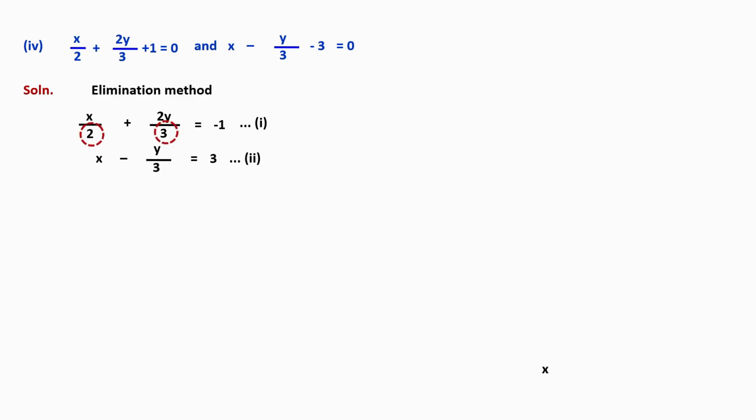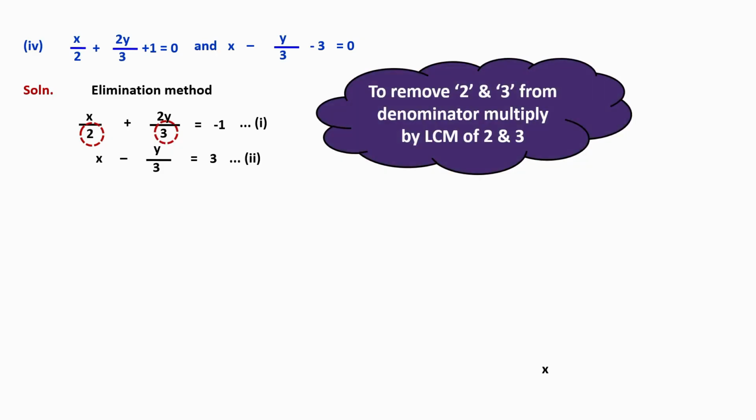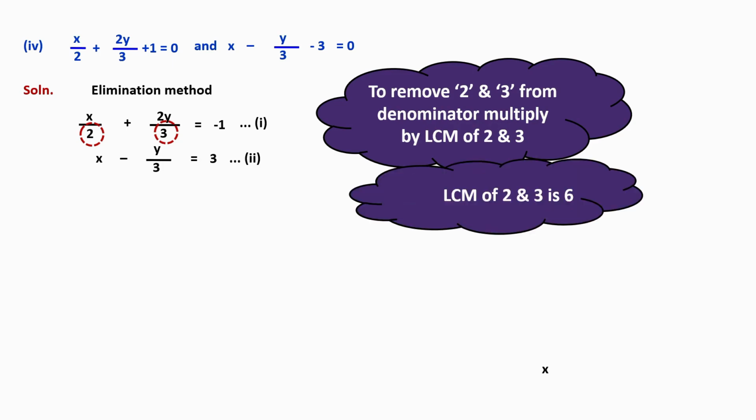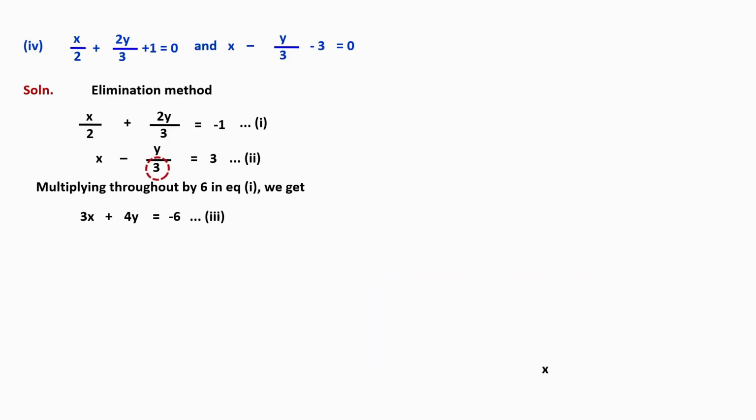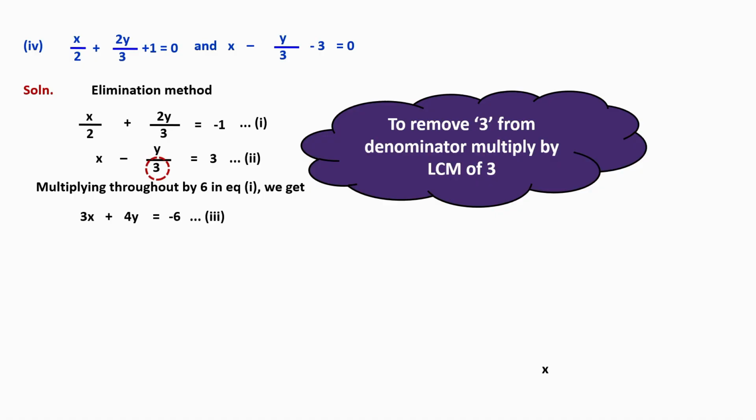Now, we remove the denominators to make the equations simpler. The least common multiple of 2 and 3 is 6. So, we multiply the first equation by 6. After multiplying, the first equation becomes 3x plus 4y equals minus 6. For the second equation, to remove the denominator 3, we multiply the whole equation by 3. After multiplying, the second equation becomes 3x minus y equals 9.